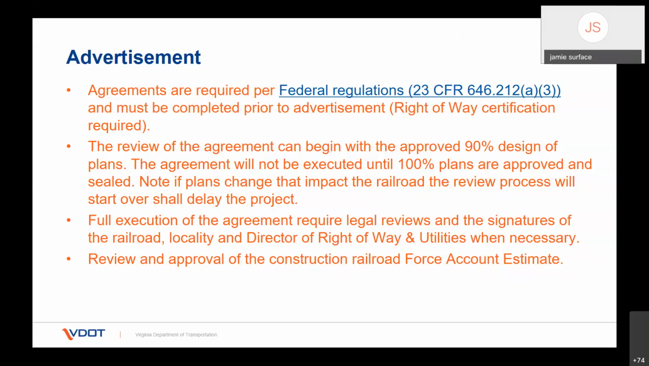Full execution of the agreement requires legal reviews and the signatures of the railroad, the locality, and/or the director of right-of-way and utilities when necessary. Now, those agreements can take a couple of different forms. We can talk about that offline if need be. That's really project specific. The agreement also requires the review and approval of the construction railroad force account estimate. So we're moving from preliminary engineering over into construction. The agreement is really where, at advertisement, that switch gets flipped. So next, please, Kayla.